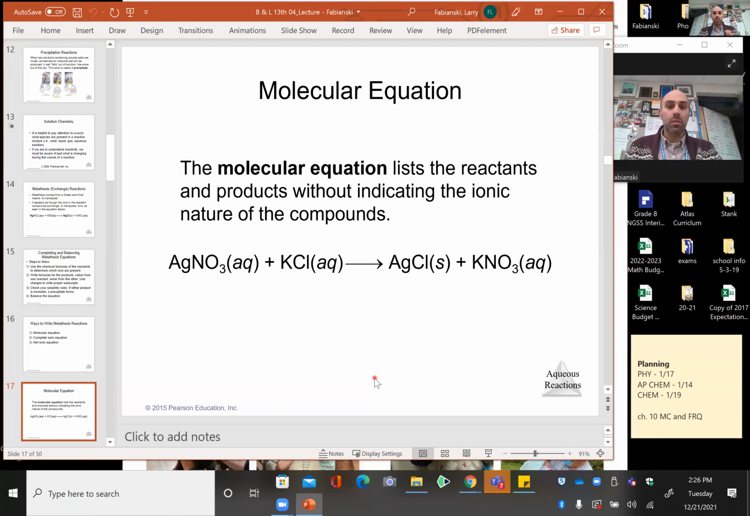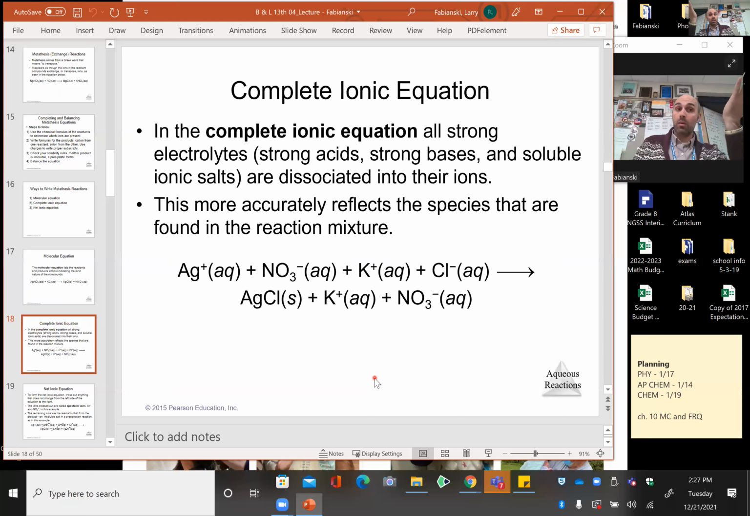An ionic equation does just that. It now breaks the compounds down into their ions. Ionic equation, ions.